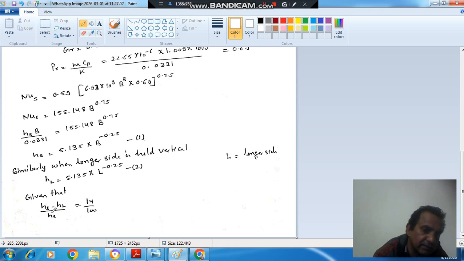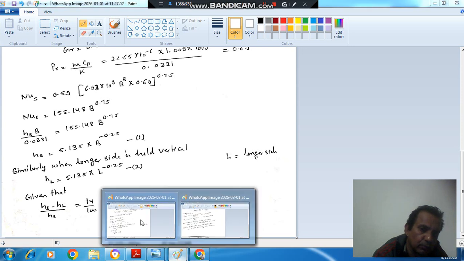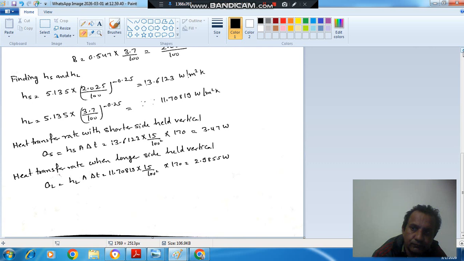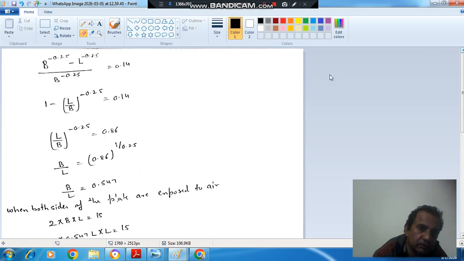So it means Hs minus HL divided by Hs is equal to 14 by 100. Now we can put the values of Hs and HL, and from this the 5.135 cancels out. So we will have B raised to the power minus 0.25 minus L raised to the power minus 0.25, divided by B raised to the power minus 0.25. Solving like this, we can find B by L, that is 0.547.